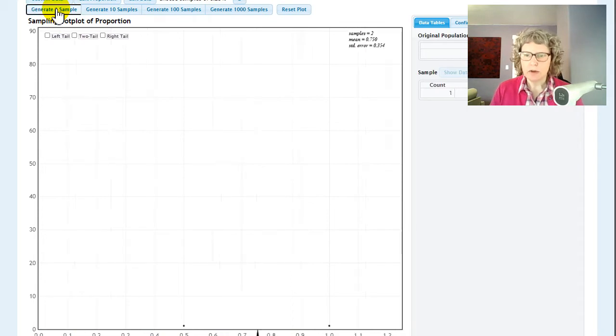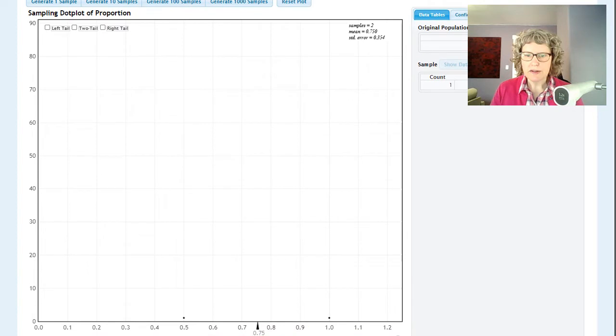So I can generate one more, and what you'll notice is the scale moves around. So that dot that was on the right is actually now over here. Interesting, it's still saying the original one. Okay, here's one that says 1 said yes out of 2 for a proportion of 0.5. So you can see instead of squares, they're little dots on this one.